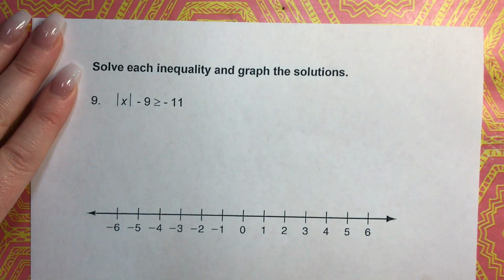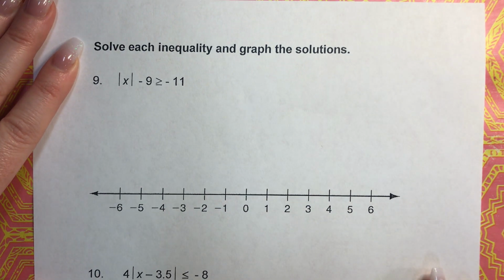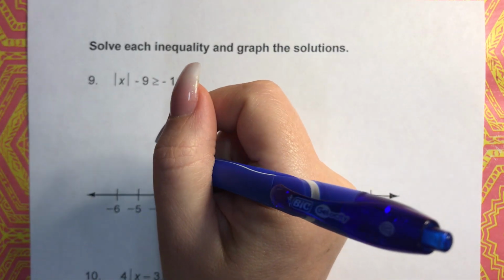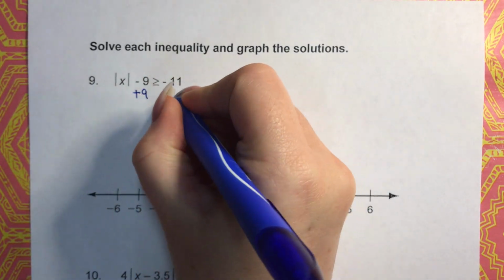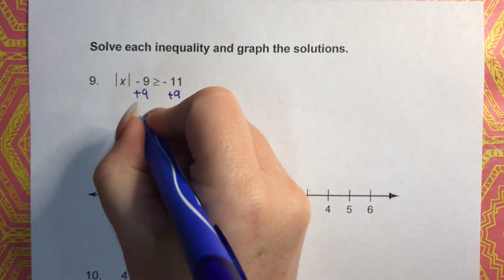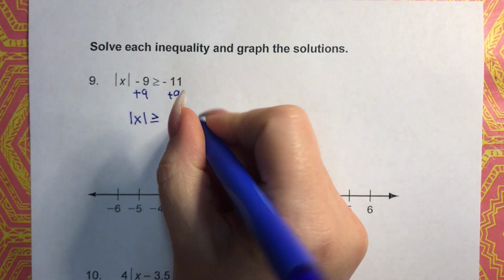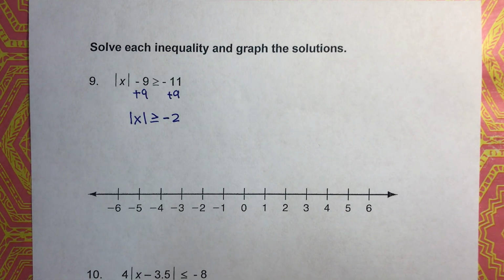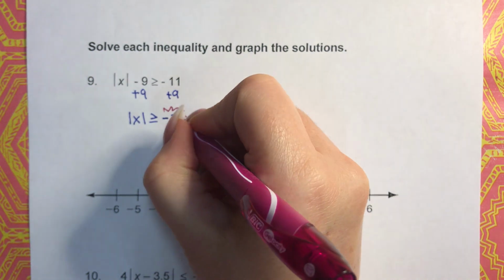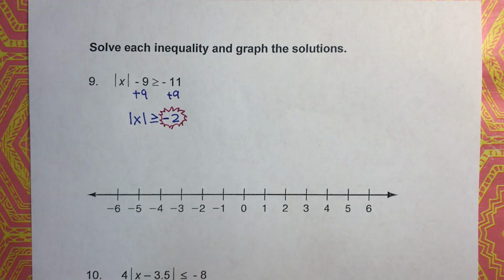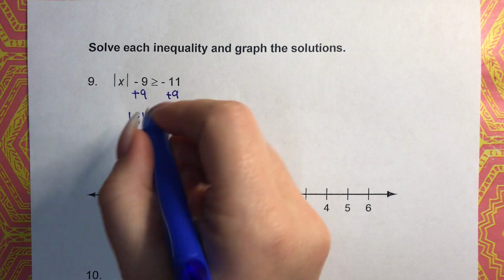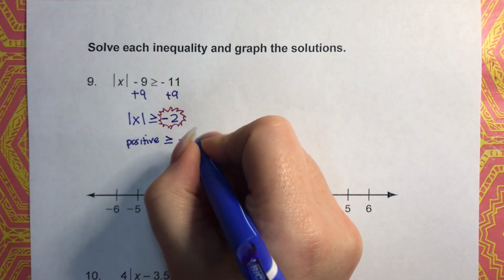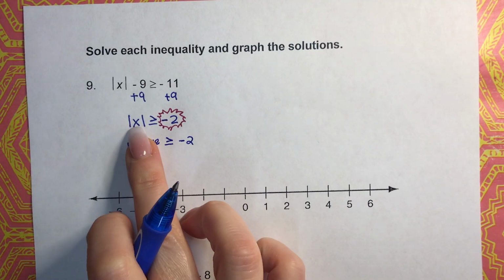So solve each inequality, and we're going to graph the solution. So first, we're going to isolate that absolute value symbol. We're going to do that by adding 9 to both sides. We get the absolute value of -11 plus 9 is -2. Oh, wait, hold up. This is a negative number, right? We've isolated it and it's a negative number. So we know this is going to be a positive greater than negative 2. This is always going to be a positive number.